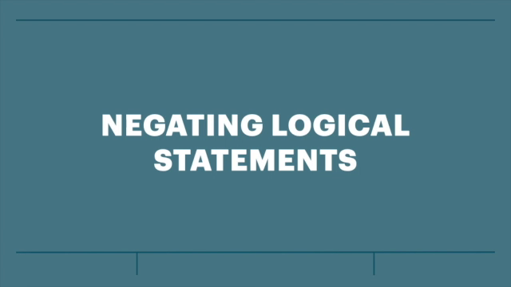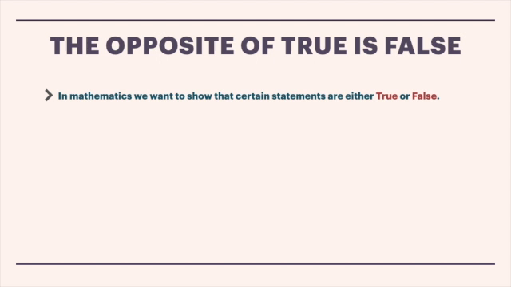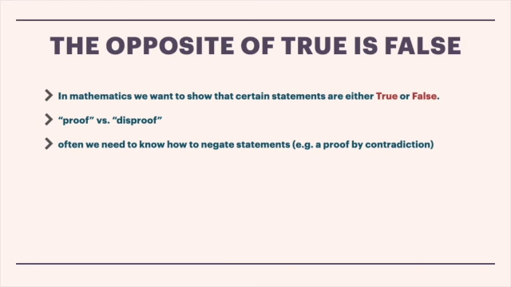Negating logical statements. In mathematics, we want to show that certain statements are either true or false. An explanation which demonstrates a sentence is true is called a proof. An explanation which shows that the negation of a statement is true is sometimes called a disproof. Being able to negate statements properly is important in many explanations. For instance, in a proof by contradiction, we assume that the opposite of a statement is true.